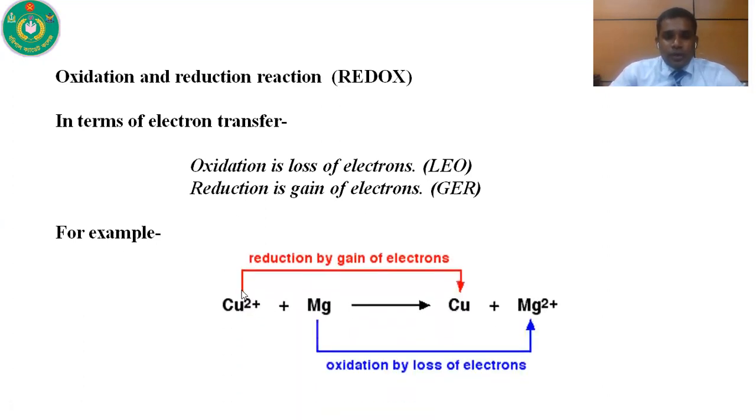For example, when copper 2 plus reacts with magnesium, we get copper and magnesium 2 plus. In that case, when magnesium lost 2 electrons, it formed magnesium 2 plus. As magnesium lost 2 electrons, this is an oxidation reaction, because loss of electron means oxidation. And copper 2 plus accepts those 2 electrons to form copper. As copper 2 plus accepts electrons, it is a reduction reaction, because gain of electron means reduction. Here it is noticed that when a substance loses electrons, those electrons must be accepted by someone. So we can say that in a redox reaction, oxidation and reduction occur simultaneously.